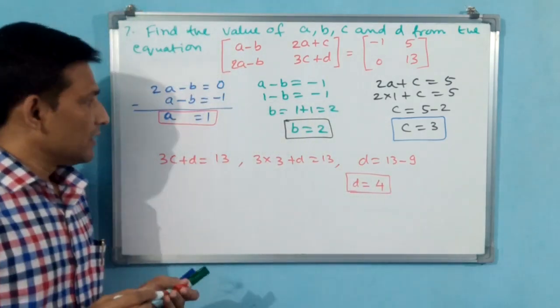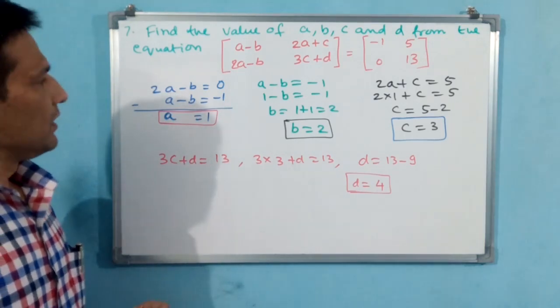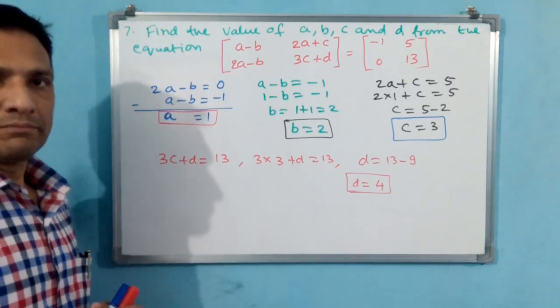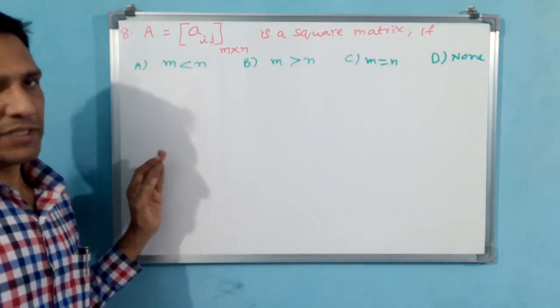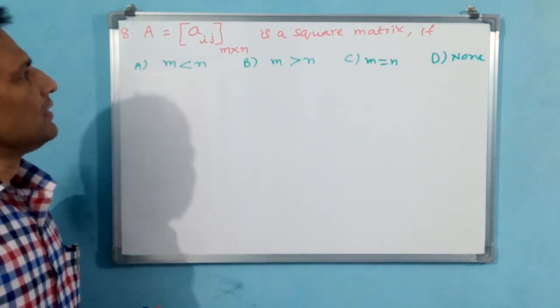Now you have all four values A, B, C, D. Like this you have to solve this question. Shall we go for the 8th question? See the 8th question. This is an objective type of question. A, B, C, D, they have given, and you have to put any one answer.